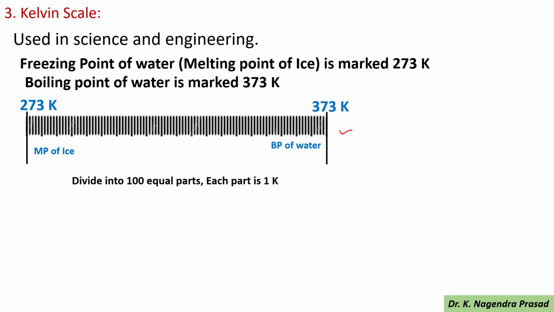Here observe the melting point of ice is marked at 273 Kelvin and the boiling point of water is marked at 373 Kelvin. So the difference between the melting point of ice and the boiling point of water is 100 kelvins. This 100 kelvins is divided into 100 equal parts and each part is 1 Kelvin.